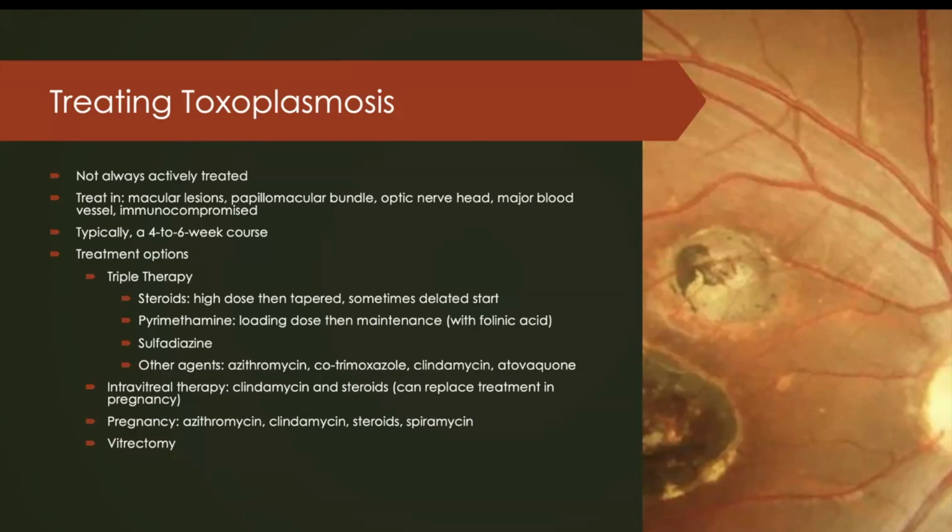And in pregnancy, you'll avoid the pyrimethamine and the sulfadiazine. You'd consider something like azithromycin or clindamycin, potentially with some steroids or spiramycin. A vitrectomy can sometimes be handy, by getting rid of that vitritis and reducing that load in the eye, getting your active treatments more efficacious at the retina, because you've gotten rid of that gunk in the middle.